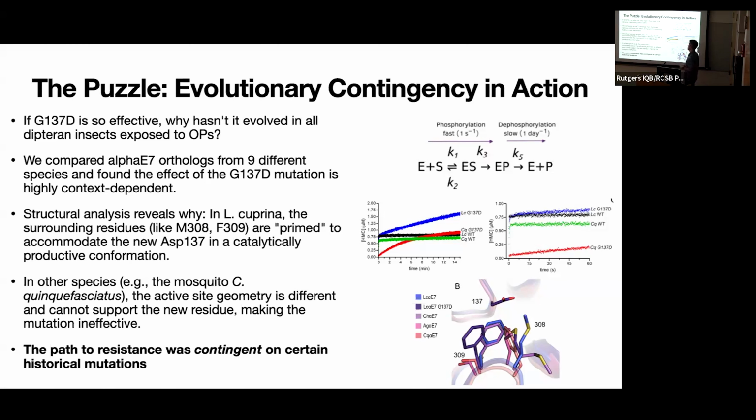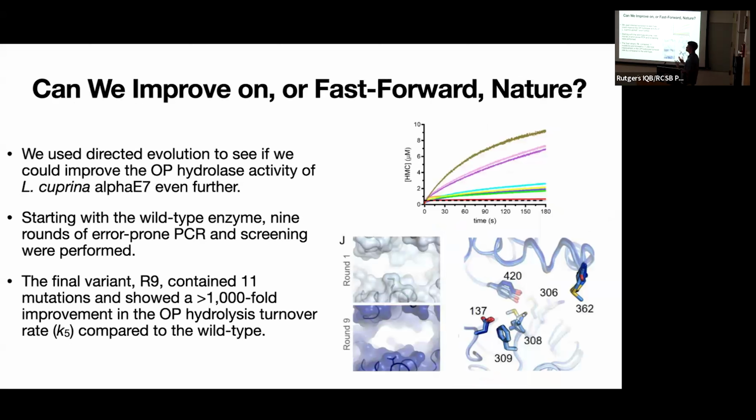Okay, so what we see basically is that if you look at the structures, the reason for this is the local environment where the mutation is introduced into. So if that local environment is compatible, it's good. If that local environment has leucine instead of methionine, you've got problems and it won't work. Okay, so it's a good example of evolutionary contingency and shows that the path to resistance is contingent on certain historical mutations.